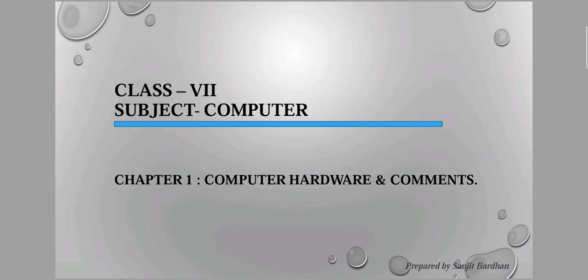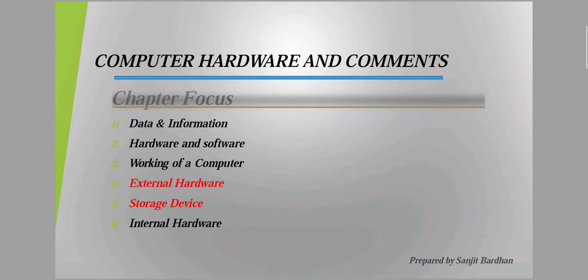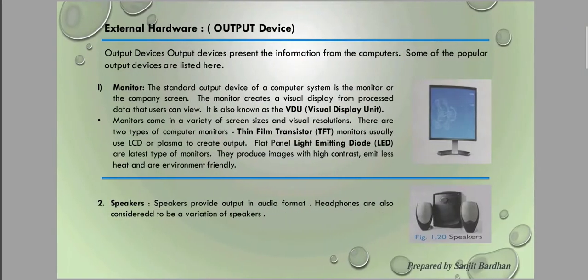Today I am going to continue the first chapter, which is computer hardware and components. So let's start. Here you can see the content page of this chapter. In my previous video I already discussed the first three topics: data and information, hardware and software, working of a computer, and some parts of external hardware, also input devices. Today I am going to discuss storage devices as well as external hardware output devices. Okay, so move on to the topic.